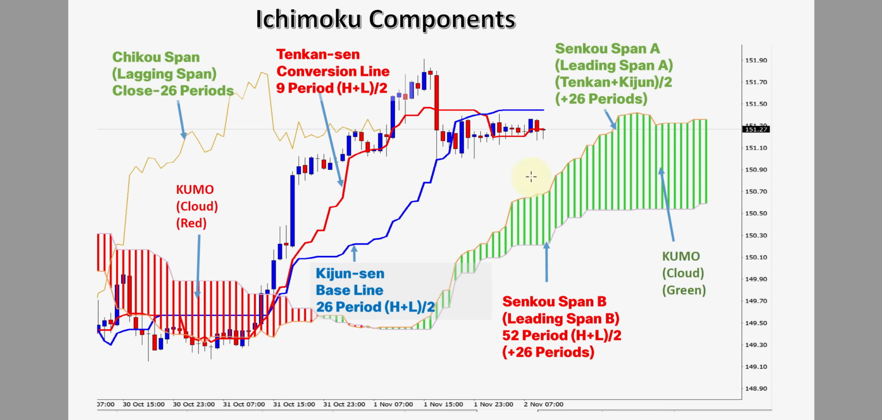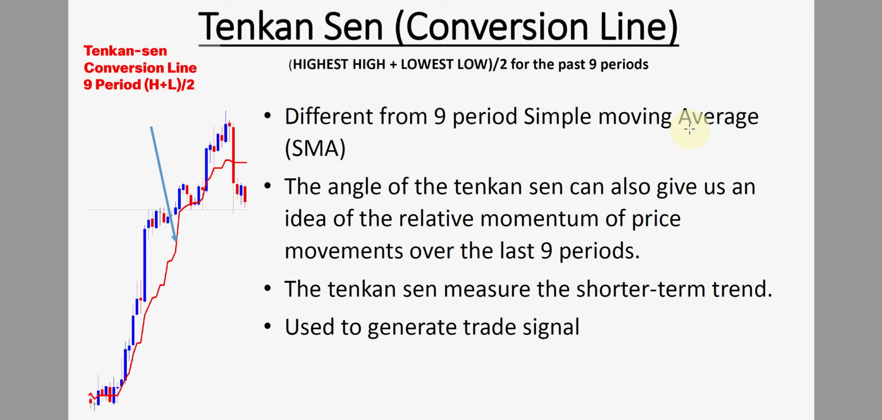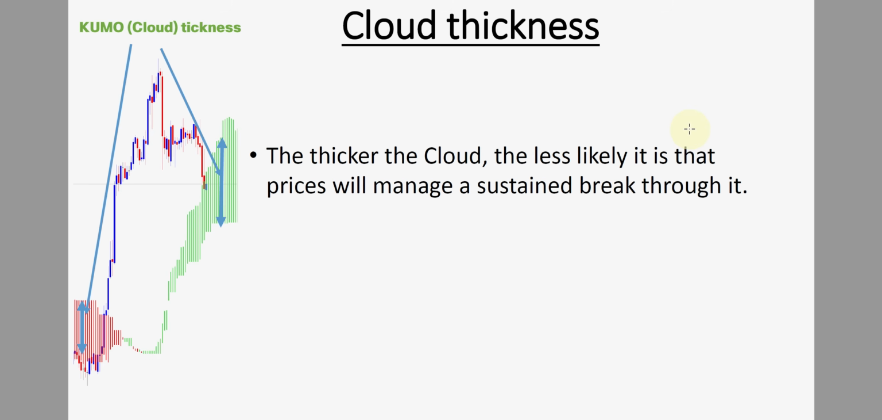Look, this is the current price, and this cloud is actually plotted into the future, 26 periods to the future. So it's providing us a glimpse of where support and resistance will be in the future. Okay, cloud thickness. If the cloud is thick, it shows that it will be difficult to break through very easily, and vice versa. When it's a thin cloud, it shows the resistance is not that strong.